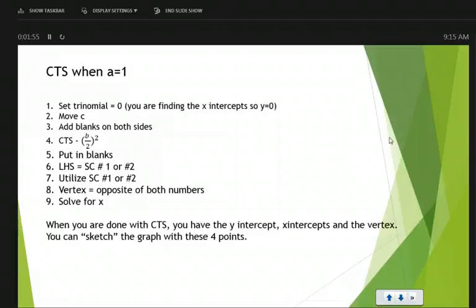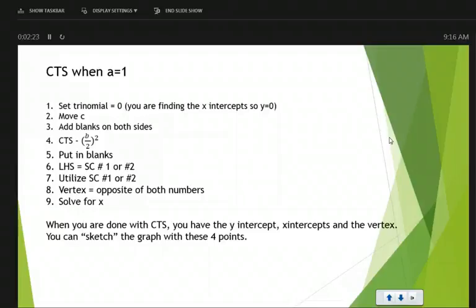Set trinomial equal to 0 because you are finding the what? X-intercepts. What do you plug in for y to get the x-intercepts? 0. And f of x is what? A fancy way of writing y. So f of x is equal to blah, blah, blah. You plug in 0 for that f of x. You're plugging in 0 for y. So you're getting the x-intercepts.